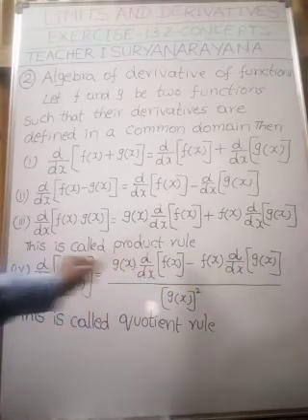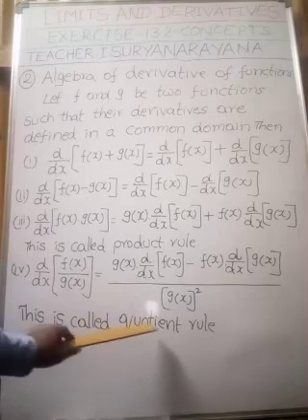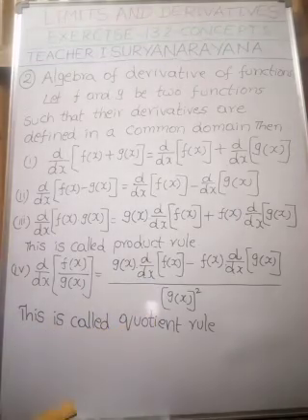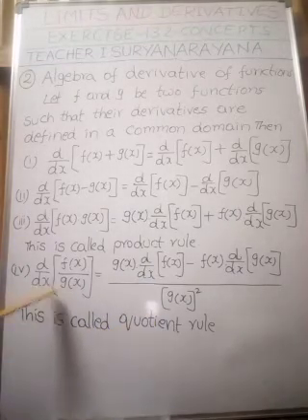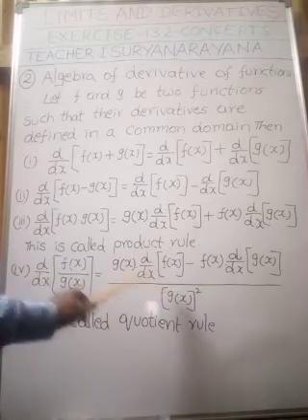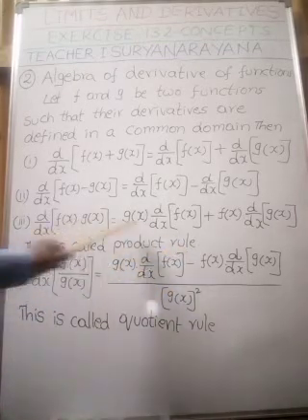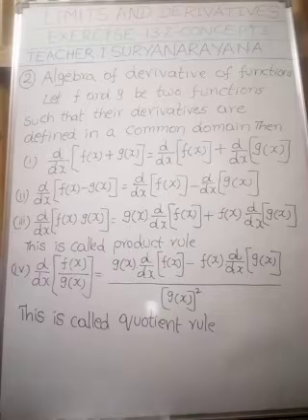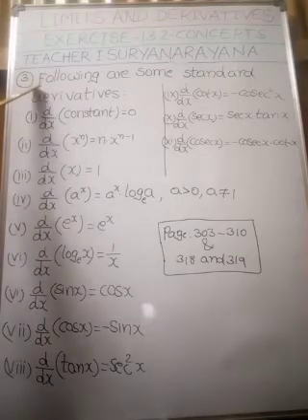This formula is called the quotient rule. Okay, my children, quotient rule means immediately you have to remember this formula. Product rule means immediately you have to remember this formula. Okay, my children, right. Come to the next point, my children.